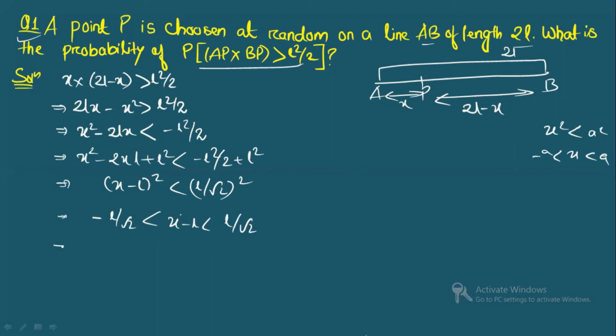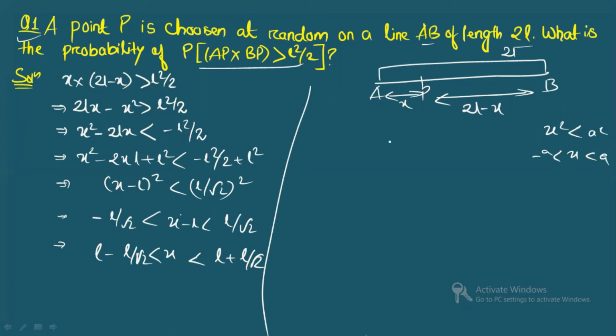So from here you can write X is greater than L minus L by root 2, and it is less than L plus L by root 2. Now you see, this is the favorable condition, that X will be greater than this but less than this. Clear? So we know probability is the total number of favorable ways divided by the total number of ways.